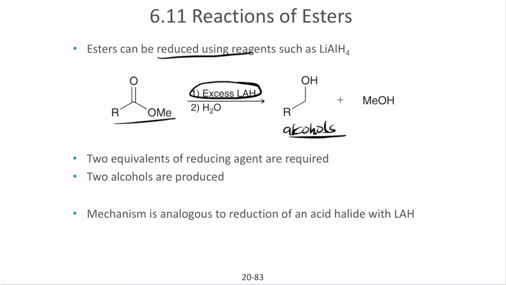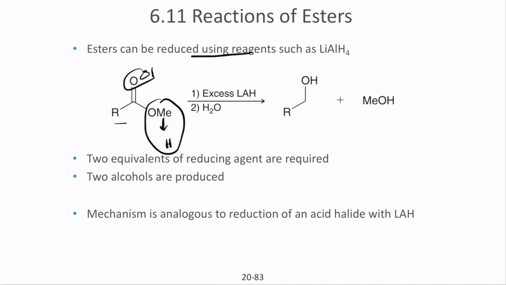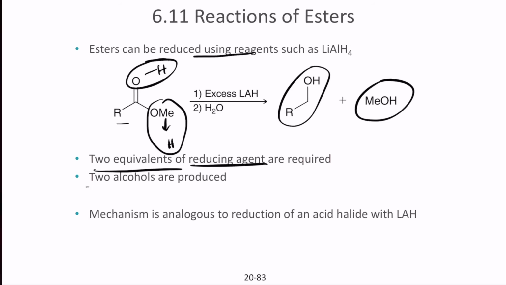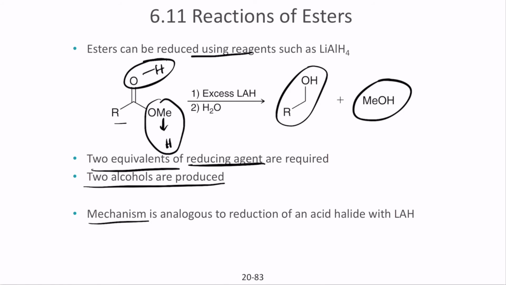So what happens here is that OMe will combine with a hydrogen and the carbon combines with OH. This combines with a hydrogen and this oxygen also combines with a hydrogen, finally creating two alcohols. You need two equivalents of the reducing agent, and two alcohols are produced. The mechanism is analogous to the reduction of an acid halide with LiAlH4. If you remember from acid halides, we did the same reaction to form an alcohol, but there the other compound you get was HCl, whereas here you get two alcohols.